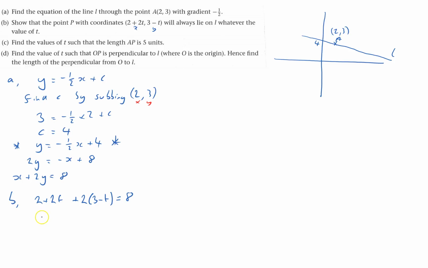What does that multiply out to give? 2 plus 2t plus 6 minus 2t equals 8. And that means 8 plus 2t minus 2t is nothing. 8 equals 8, which is true whatever t is. So I've done that bit. Part C.